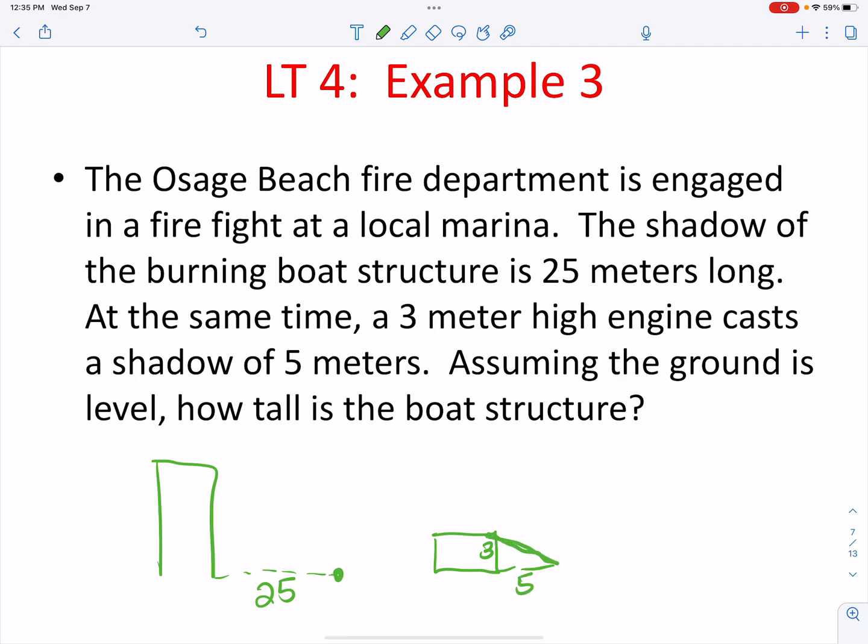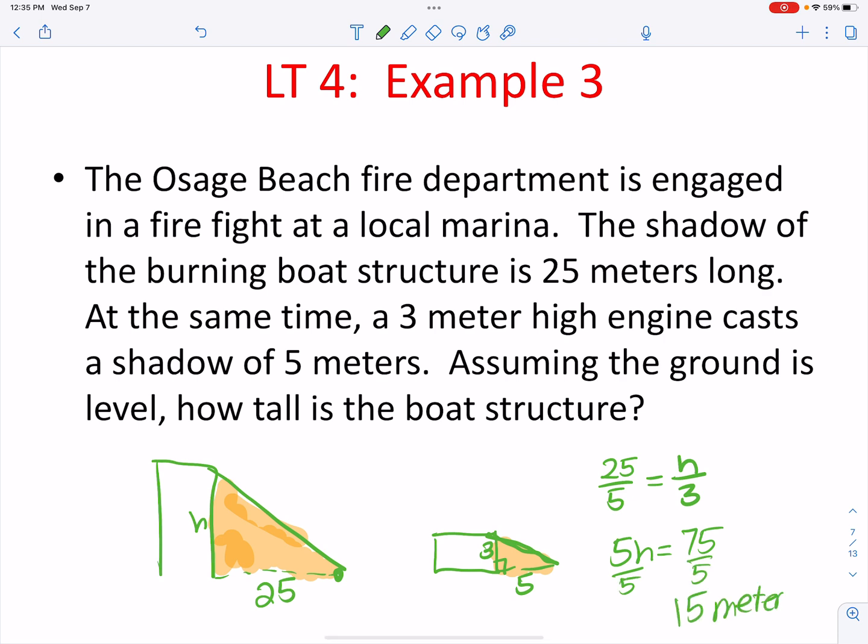So this triangle, because if we're talking about the sun, these two triangles would be similar because it would happen at the same time of day. So at the same time, and you guys did these in geometry. So that means that the shadow, 25 to 5, would be equal to the height, which would be h over 3. Okay, and so now you're solving, so you would cross multiply. 5h equals 75, divide by 5, divide by 5, and so that means that would be 15 meters tall.